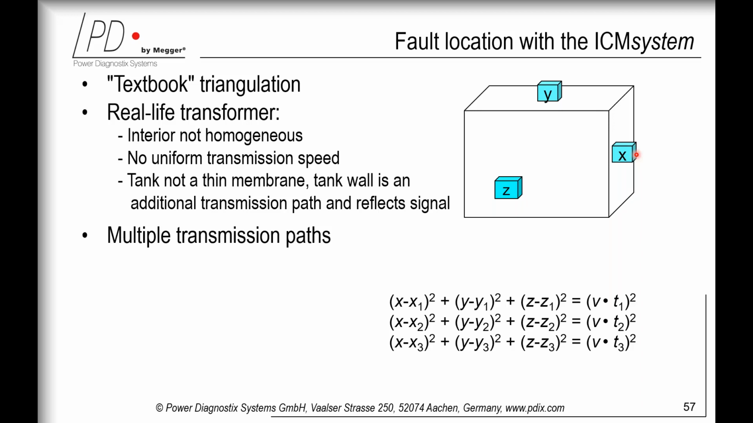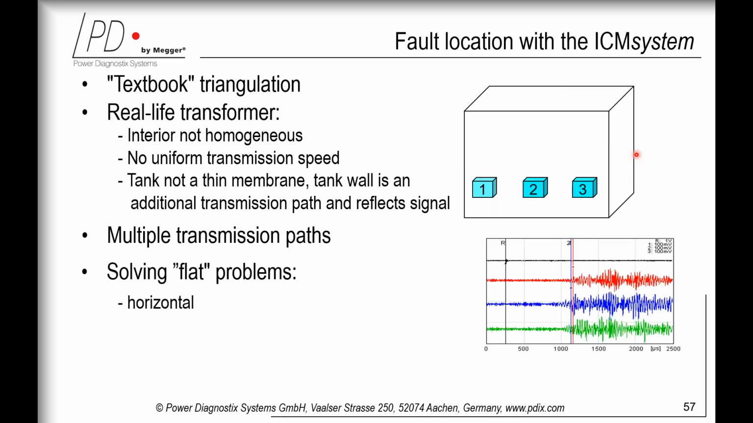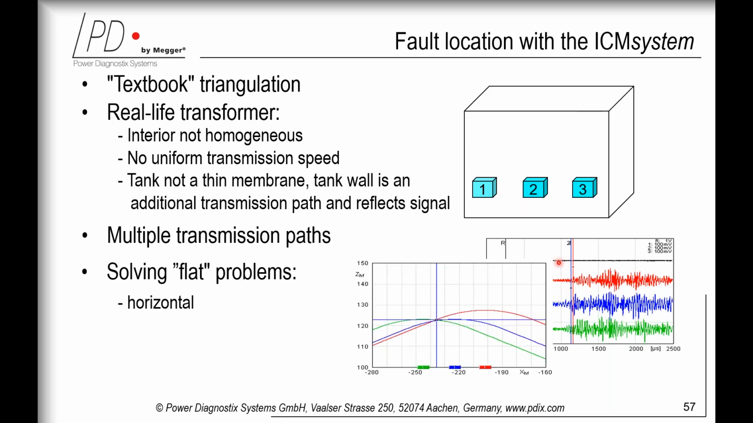To cope with this, we transferred this textbook triangulation into an iterative one by solving flat problems. So first, 3 sensors are placed in a horizontal line to narrow down the X position of the issue. Using the travel time of the different signals, the software calculates the travel distances. The intersection of these distances then gives the improved position.